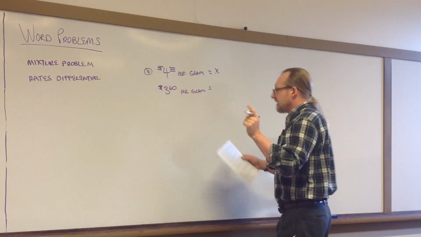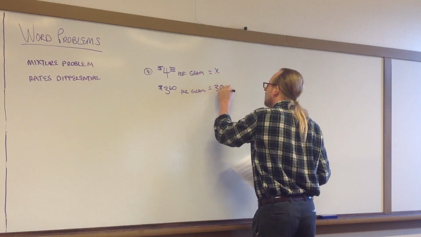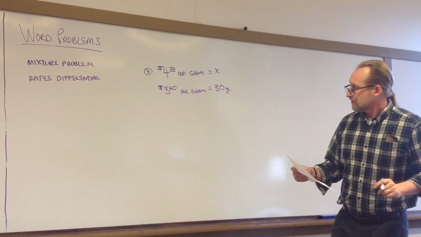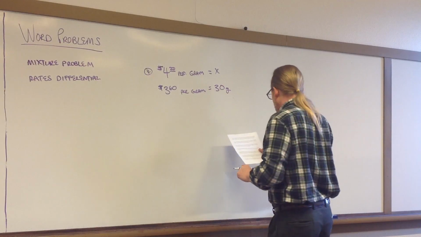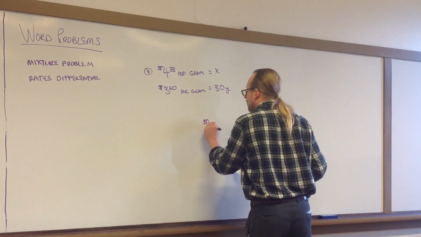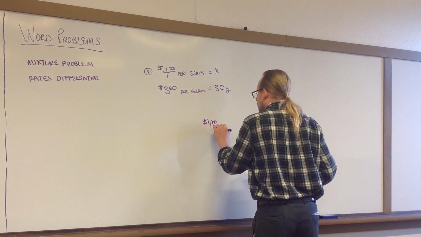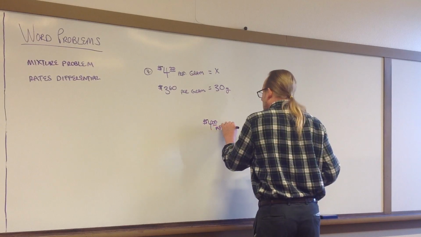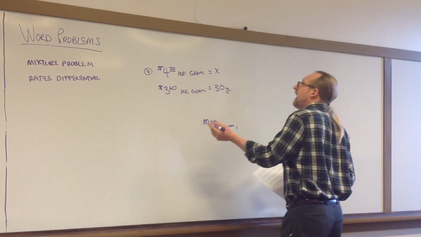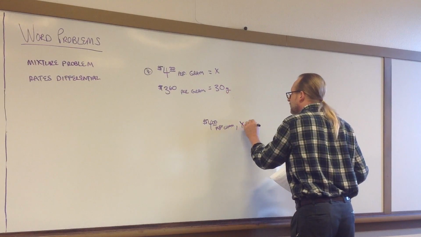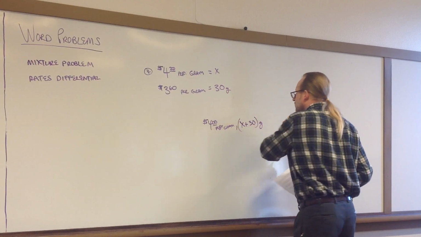This one we don't need a variable. We know how much we have. We've got 30 grams of it. In the end, we're going to sell the mixture for $4 per gram. But the question is, how much of it are we going to have? We're going to have X plus 30 grams.